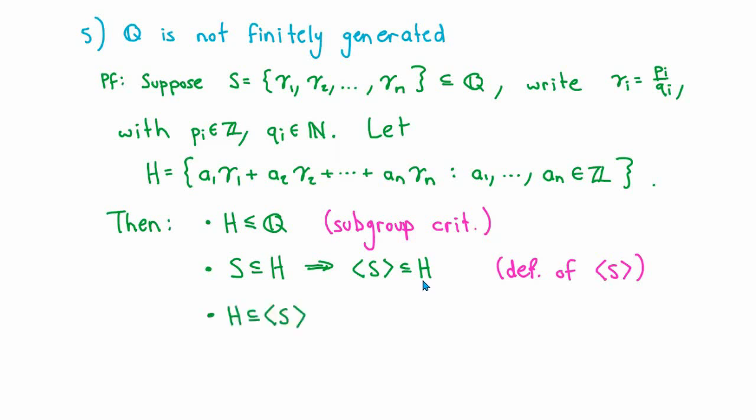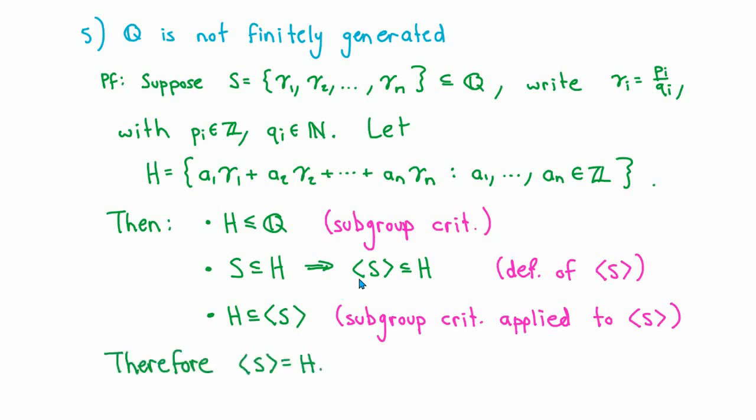Now, the final fact is that because any subgroup of Q must be closed under addition and taking negatives, it follows from the subgroup criterion applied to the subgroup generated by S that every element of H is also an element of the subgroup generated by S. In other words, this gives us the reverse inclusion that H is a subset of the subgroup generated by S. And now, because we have both of these inclusions, we can conclude that the subgroup generated by S is in fact equal to H. So that's the first step of our proof that Q is not finitely generated.